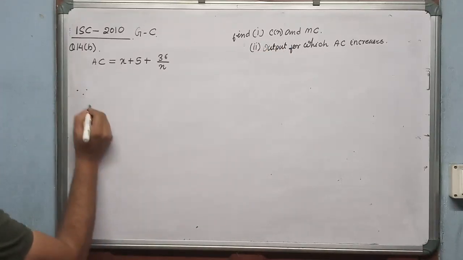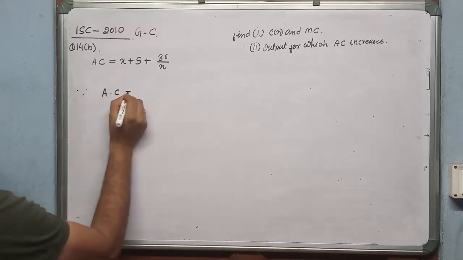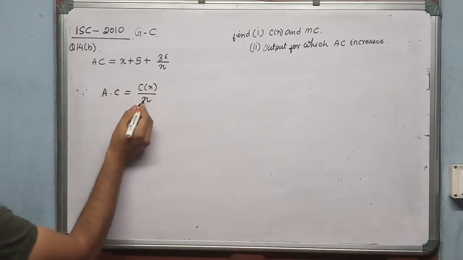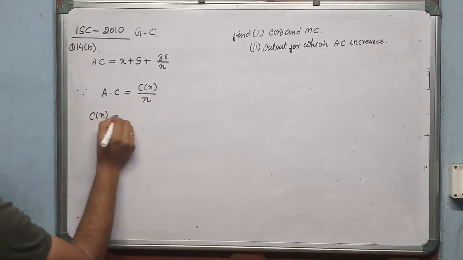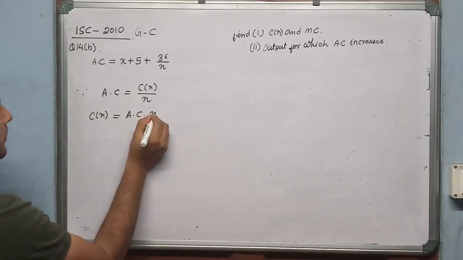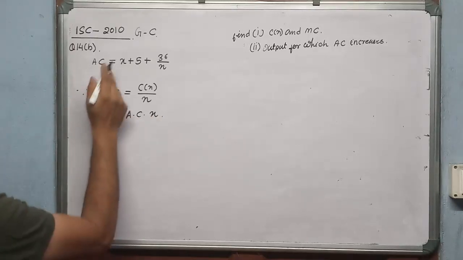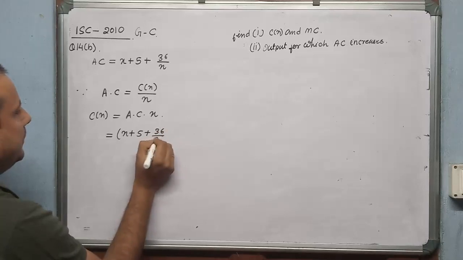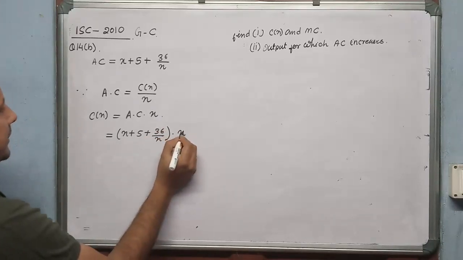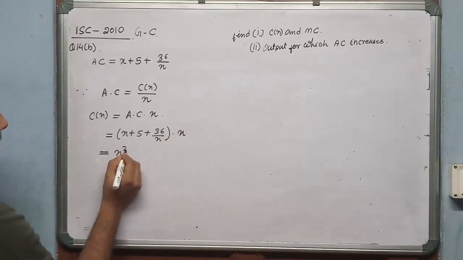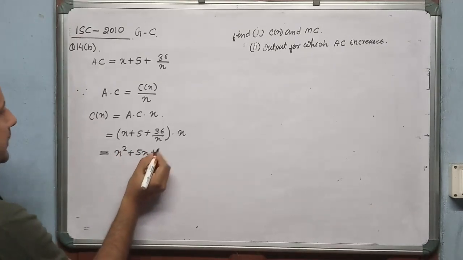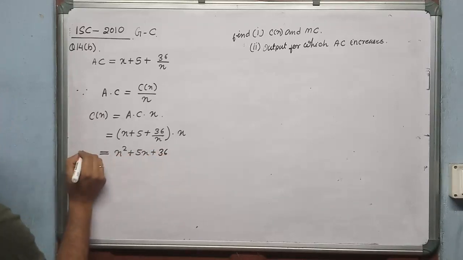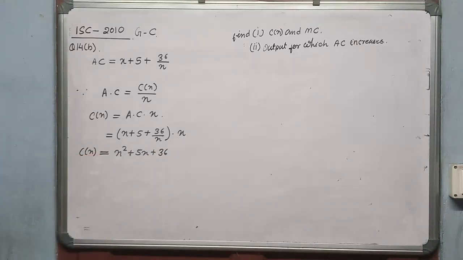Now sir, since average cost is equal to cost divided by x, this is a formula. Now from this we can calculate the cost. Cost means average cost into x. Now what is the value of average cost? x plus 5 plus 36 over x, into x. Now open this bracket, it will be x square plus 5x plus 36 over x into x. x will cancel, it is 36. This one is the cost function.